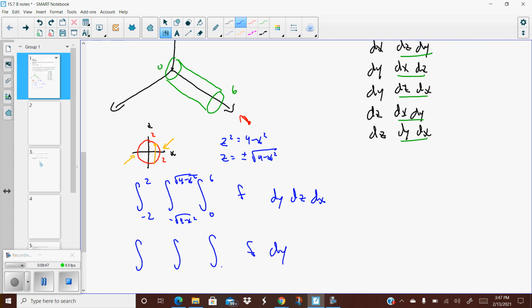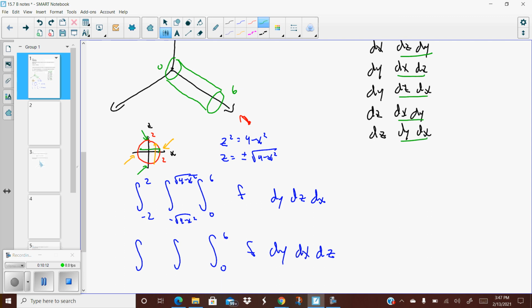Okay, that's going to be 0 to 6. Now the only thing we're going to change is we're going to change it to be dx dz, which just means that instead of doing a type 1 on our domain, we're now going to do a type 2. And a type 2 means that x is going to vary from left to right, and then z would vary from a constant to a constant.